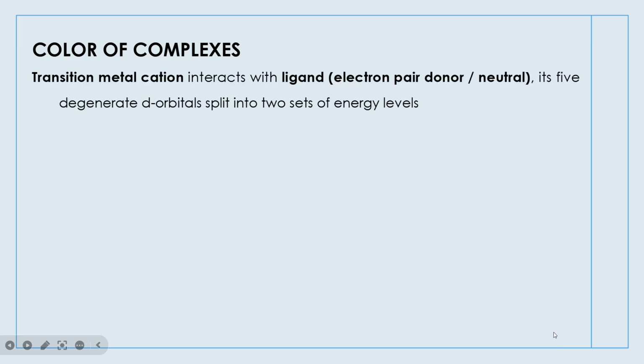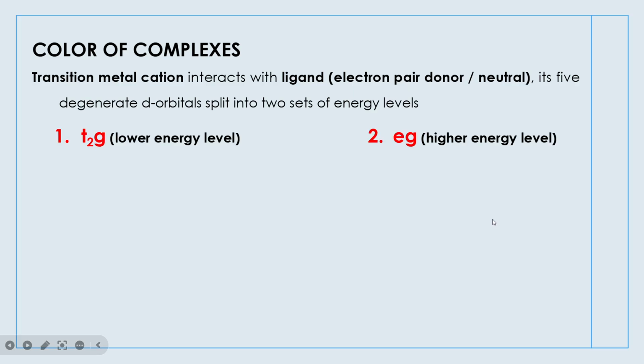Talking about the transition metals, as they are metals and we know that metals are electropositive, it is a cation. When a transition metal interacts with the ligand, ligands are electron pair donors, so either they are negative or neutral. This interaction leads to the splitting of the 5 degenerate d orbitals into two sets of energy levels, which is t2g and eg. t2g is the lower energy level, eg is the higher energy level.